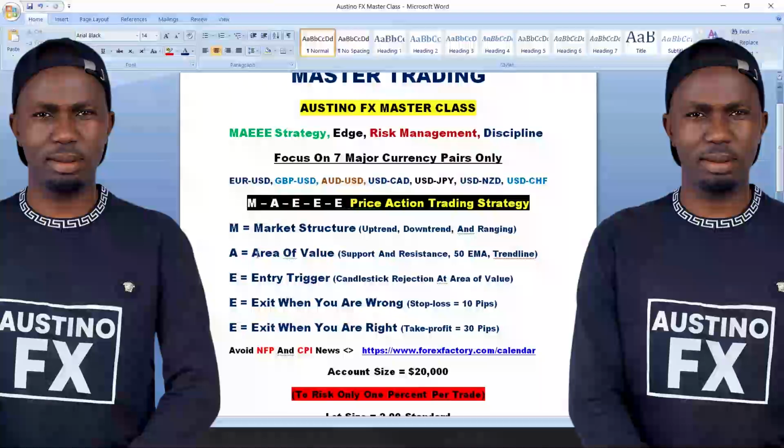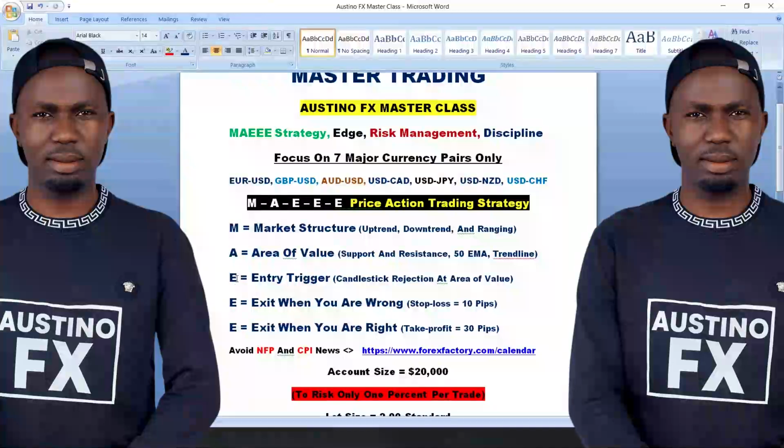So I take my trades from an area of value. Once I've been able to identify the market structure, if the market is in an uptrend, downtrend, or ranging, the next thing is for me to look at an area of value, which could be support or resistance level. If the market is in an uptrend, I will be looking for what? A support level to take my trade. If the market is in a downtrend, I'll be looking at the resistance level to take my trade. But if the market is in a range, then I will buy and sell. I'll buy from the support and I'll sell from the resistance.